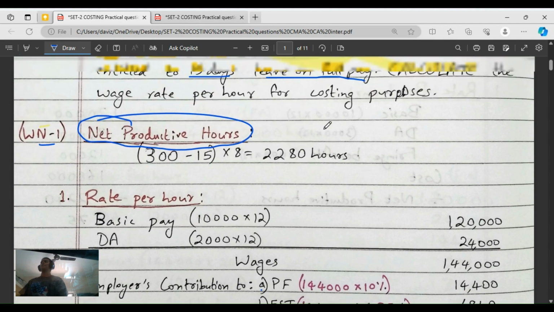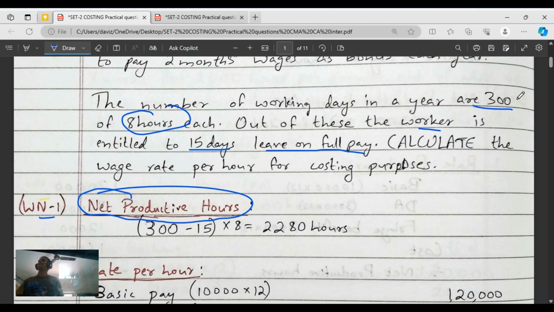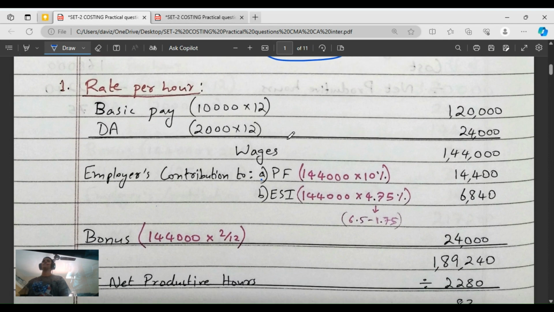For that, number of days in a year are 300, less 15 days leave on full pay. So we deduct it, into 8 hours each. So the net productive hours is 2,280 hours. Now, the rate per hour.